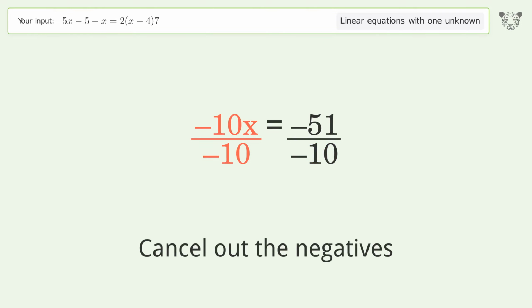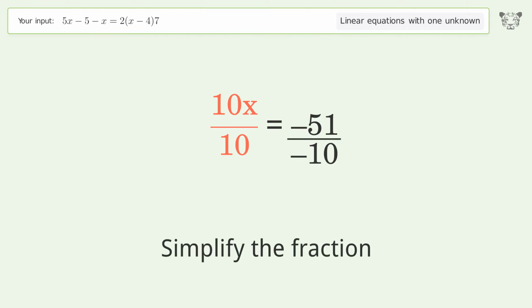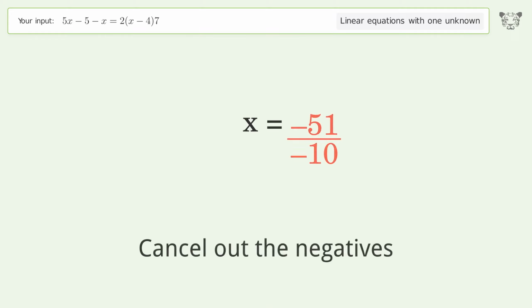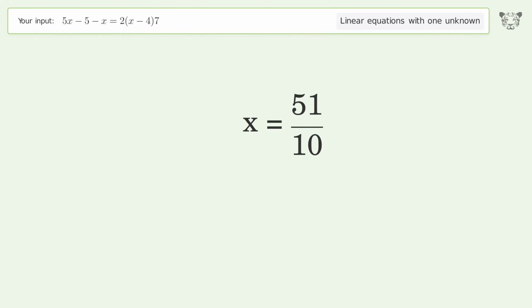Cancel out the negatives. Simplify the fraction. Cancel out the negatives. And so the final result is x equals 51/10.